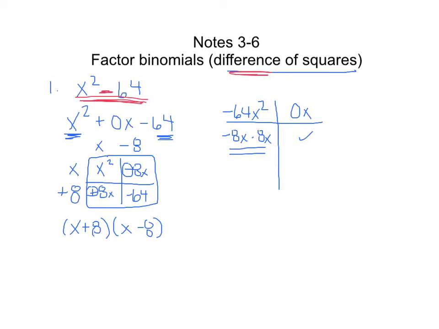If you notice that from the very beginning, you'll be able to factor it right away, because the square root of x squared is x, and that goes in your first position, and the square root of 64 is 8, and that goes in your second position of each binomial. Then you have one of them be plus and one of them be minus, and that way the middle term equals 0. And so here are our two factors for this problem.